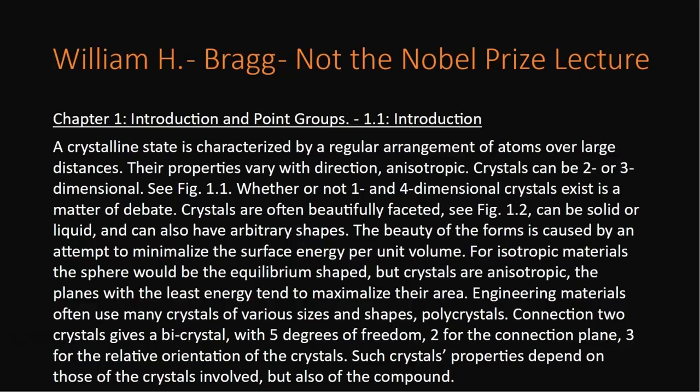Crystals are often beautifully faceted, see figure 1-2, can be solid or liquid, and can also have arbitrary shapes. The beauty of the forms is caused by an attempt to minimize the surface energy per unit volume. For isotropic materials, the sphere would be the equilibrium shape, but crystals are anisotropic. The planes with the least energy tend to maximize the area.